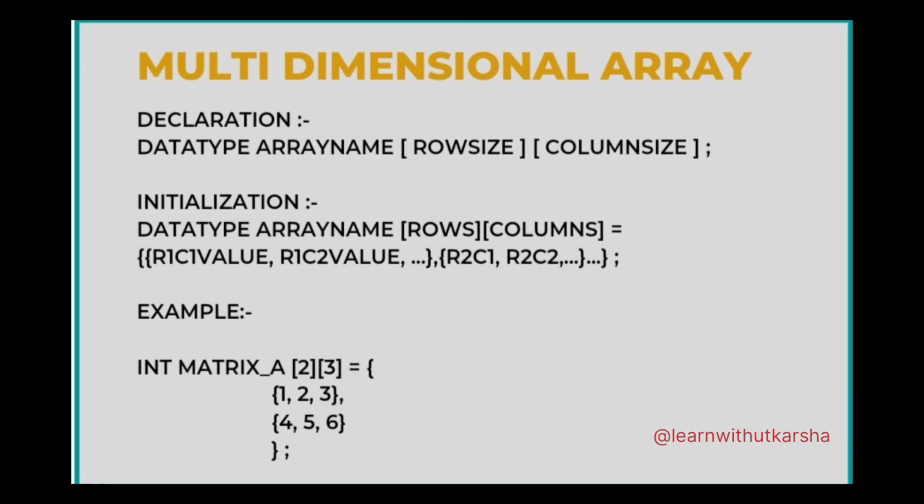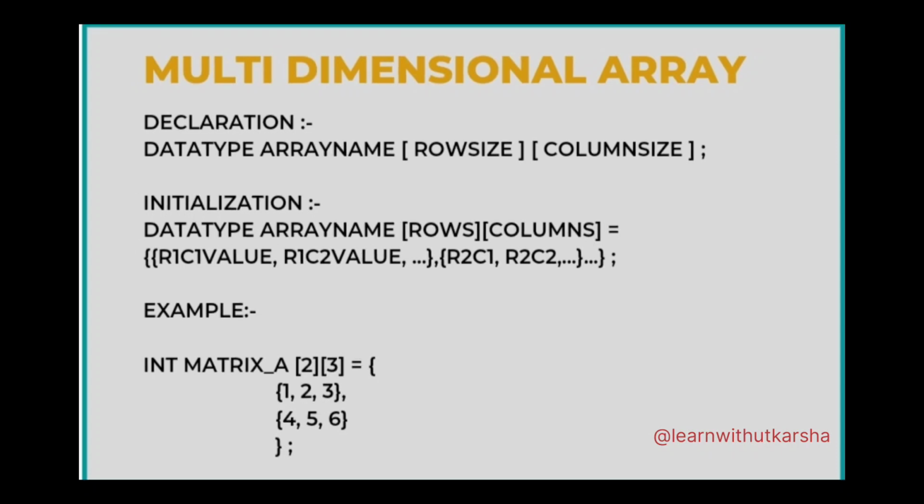And let's see the initialization. For initialization we have to give the data type, then array name, then row size, then column size, then equals to, in curly braces we have to assign the values of it according to row and column value. Okay, let's see the example of it. So int is the data type, then matrixA is the array name, and 2 is the size of row and 3 is the size of column. Okay, and equals to, we assign the row values and column values. So in this example there are total 2 rows and 3 columns.